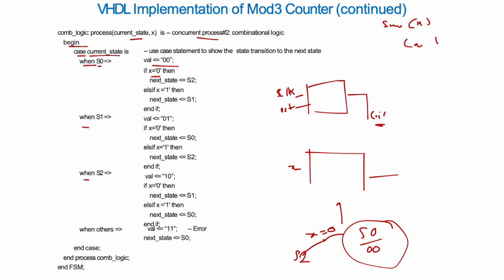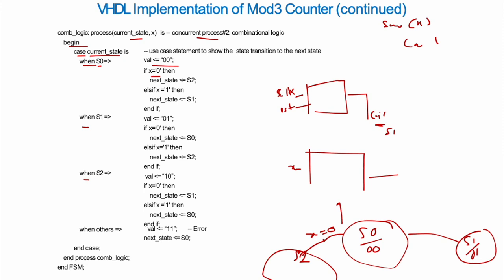Then we're saying that else if X is equal to 1, then we want to go to S1. So that's a state and that's a state. That's all we've done at the moment, and we end if. Otherwise, if the value of the current state is S1, then we set the output to 1. So we set the output to 0, 1.